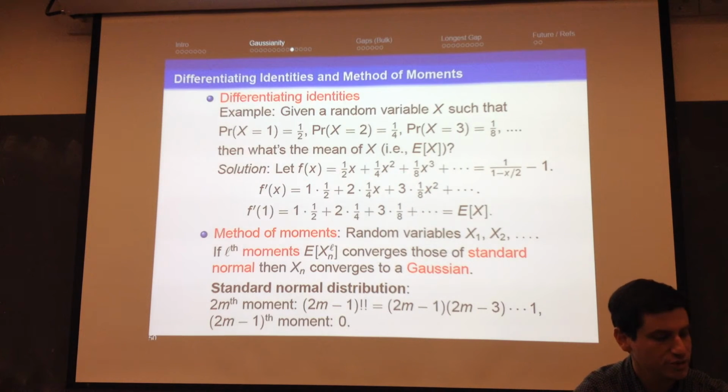If I take the second derivative and do some tricks to it, I should be able to get the variance, and so on and so on. And so we use the method of moments, we calculate the moments of these, and so they go to the moments of the Gaussian. And the moments of the Gaussian are just (2n minus 1) double factorial.